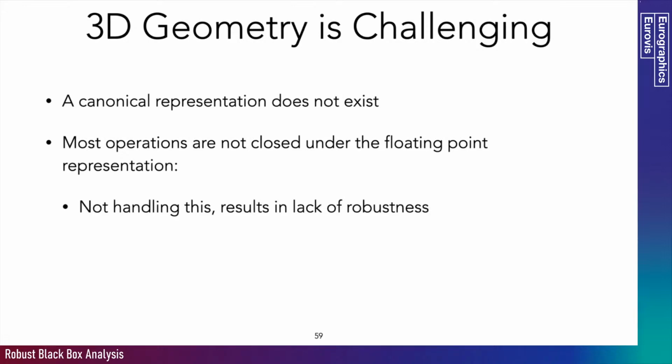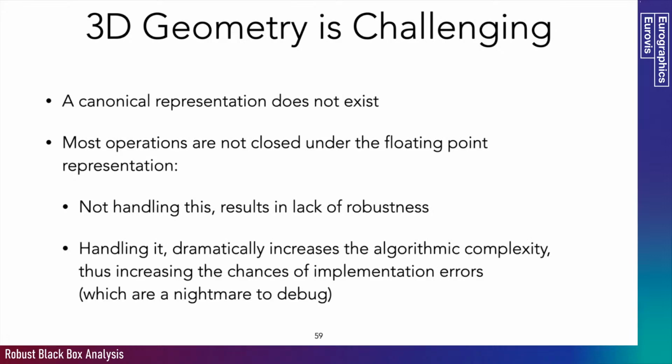Here you really have two choices. One is you ignore the fact that the operations are going to introduce errors, and this will result in algorithms that are not robust, that have parameters you need to tune, and if they're wrong, the algorithm will break. The other option is that you do handle it, and if you do that, your algorithm just becomes more complex, and the more complex it is, the more likely it is that you have bugs in there.